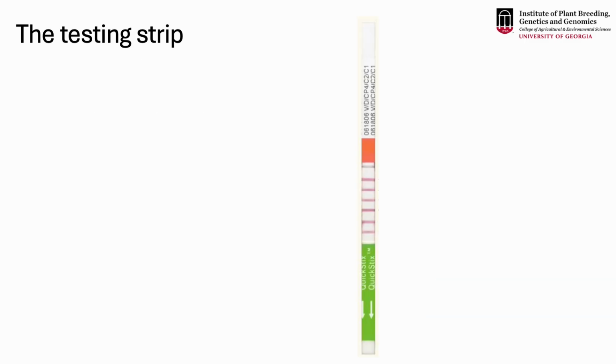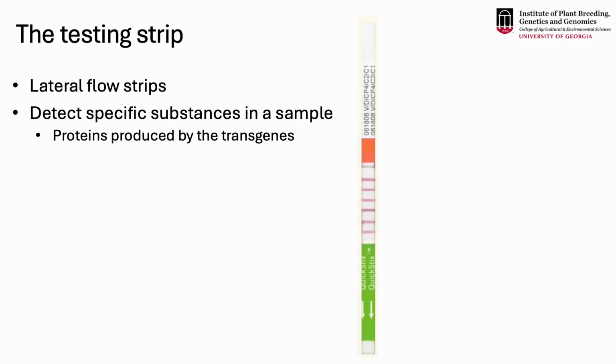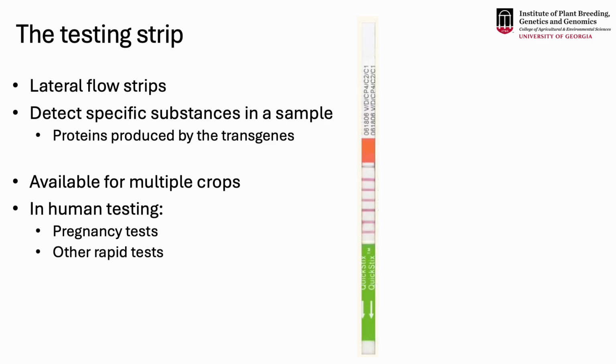To test for our transgenes, we use testing strips, and they're called lateral flow strips. They detect specific substances in a sample, and in this case, they're proteins produced by the transgenes in a plant. It's available for multiple crops such as corn, soybean, cotton, and other crops. And similarly, we use those lateral flow strips in human testing, such as in pregnancy tests and other rapid tests.